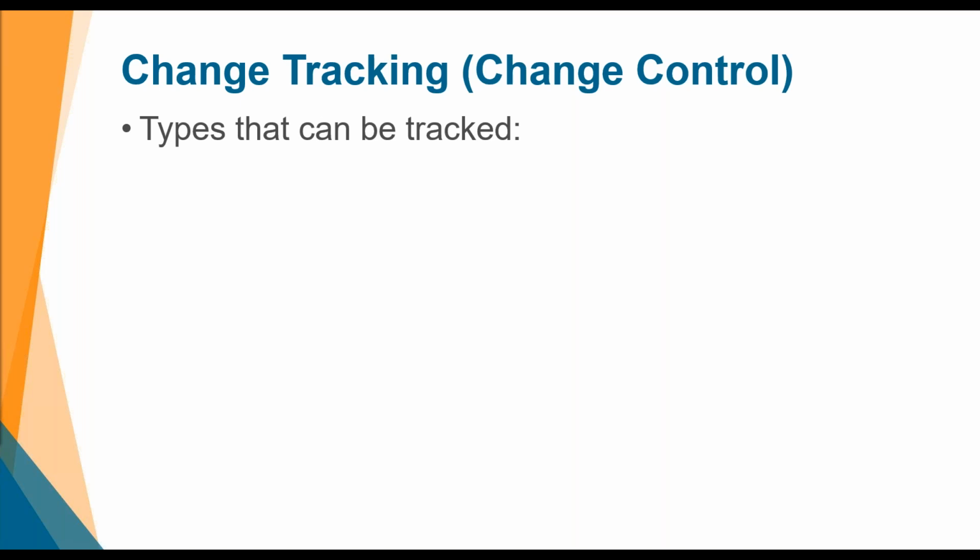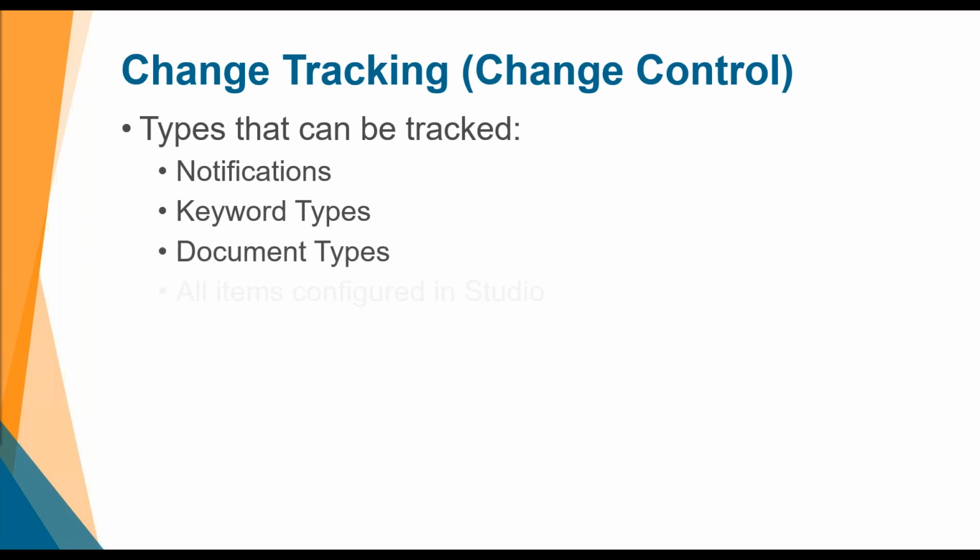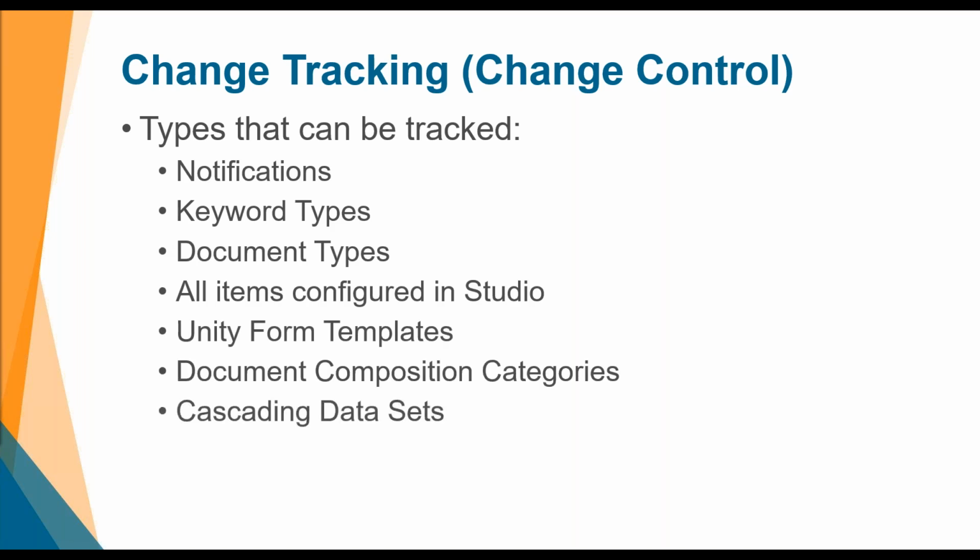Change tracking is important because it allows you to see a log of the changes made to the configuration of your content in Studio for auditing or administration purposes. A full list of types that can be tracked from change control in Studio includes all items configured in Studio, autofill keyword sets, document types, keyword types, and notifications, just to name a few.